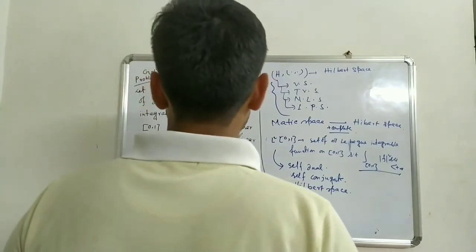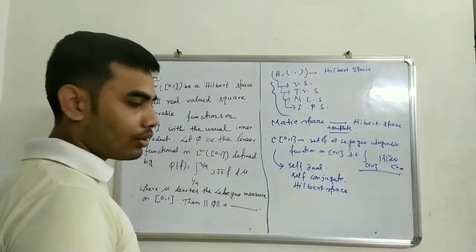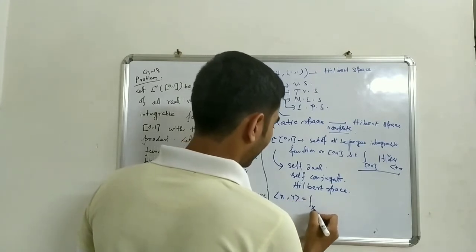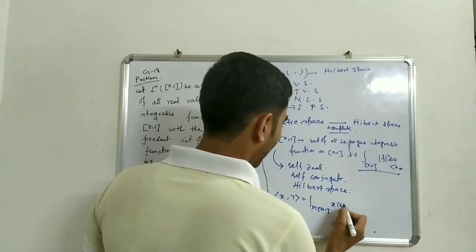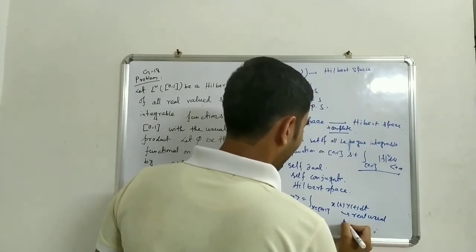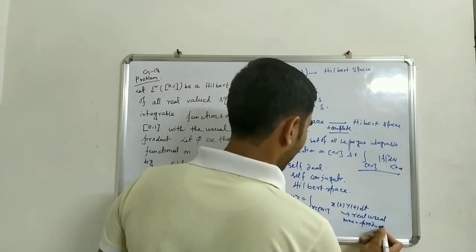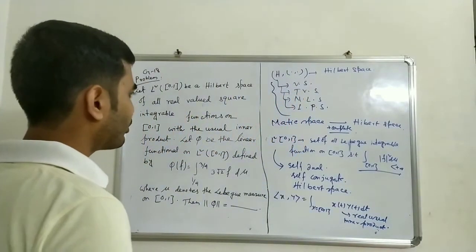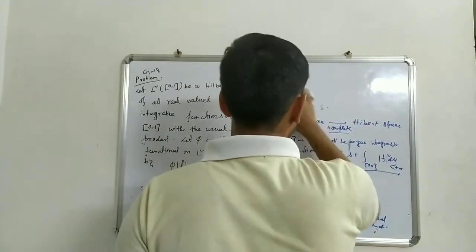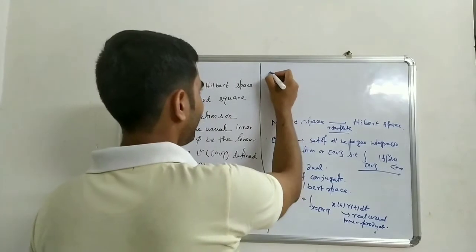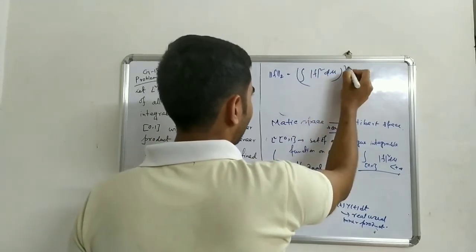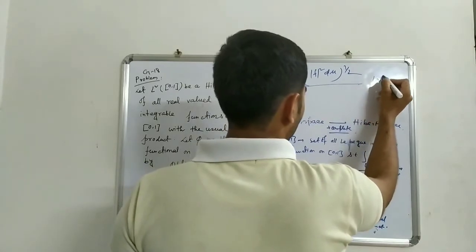And what is the usual inner product in the Hilbert space L2 closed interval 0 and 1? The real inner product of x and y is equal to the integration over closed interval 0 and 1 of x(t) y(t) dt. Clear? And what is the norm of a function on L2 closed interval 0 and 1? The norm of f is equal to the integration of mod of f square d mu, to the power half.